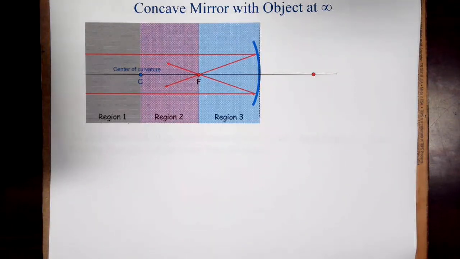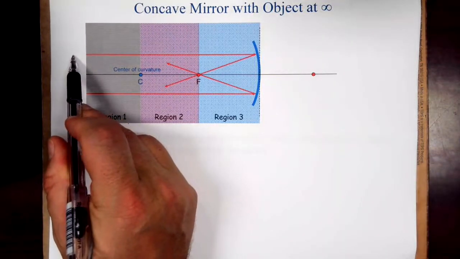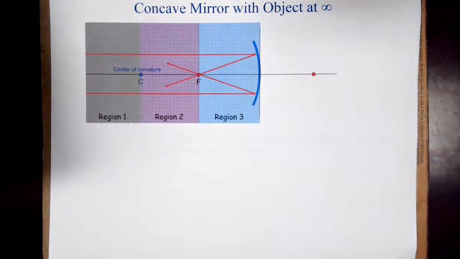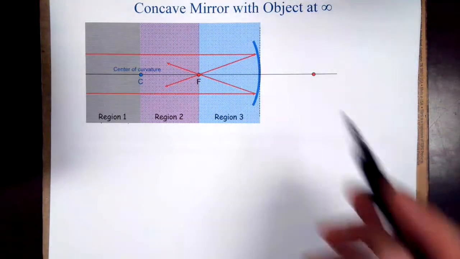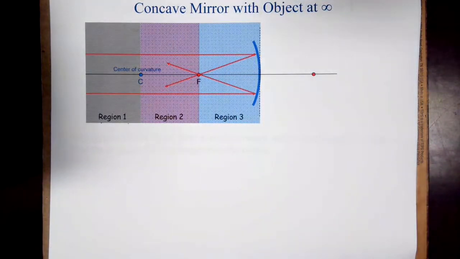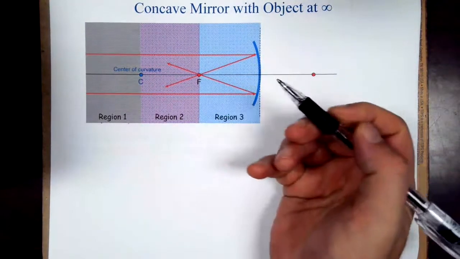So to start with, we want to know what happens when we have a concave mirror and an object at infinity. That means our object is very far away, and so the rays coming from it are all parallel to each other. And what happens is what you'd expect. When you have parallel rays, they hit the concave mirror, and then they focus onto the focal point.